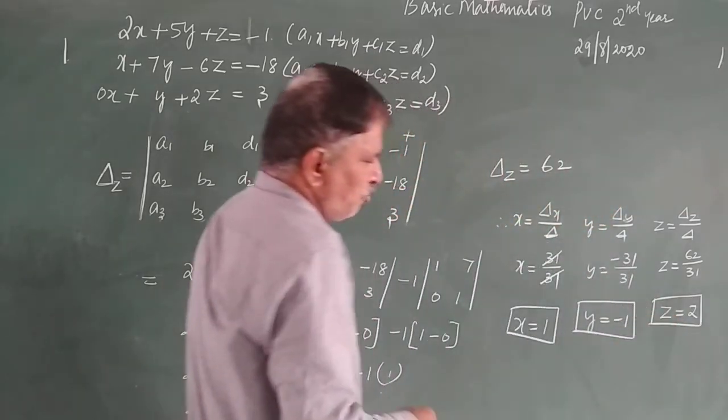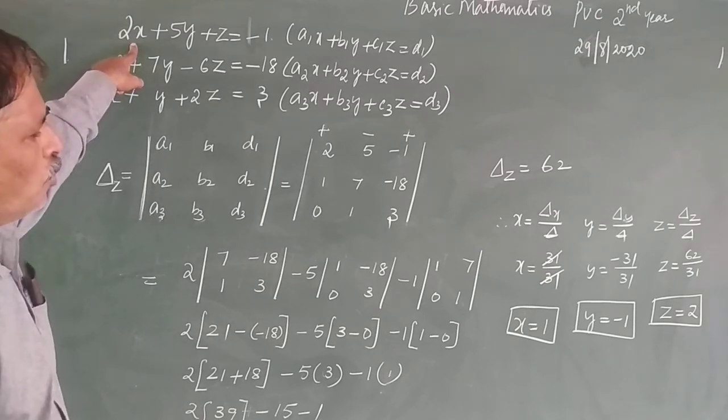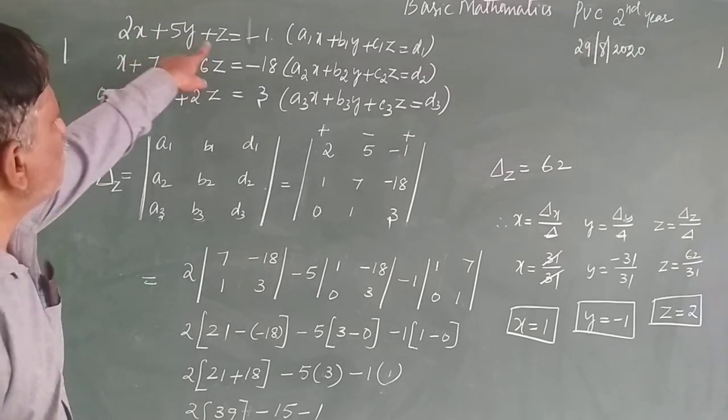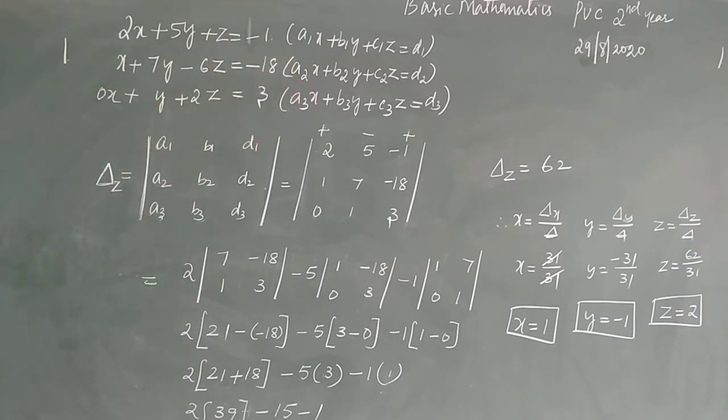So this is the value of x, y as well as z. If you substitute in any one of the equations, you come to know whether it is correct or wrong. If I put in this, 2 minus 5 plus 2, 4 minus 5 is minus 1. Hence the values are correct only.